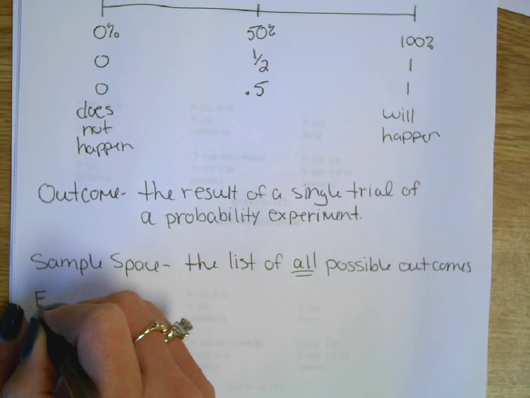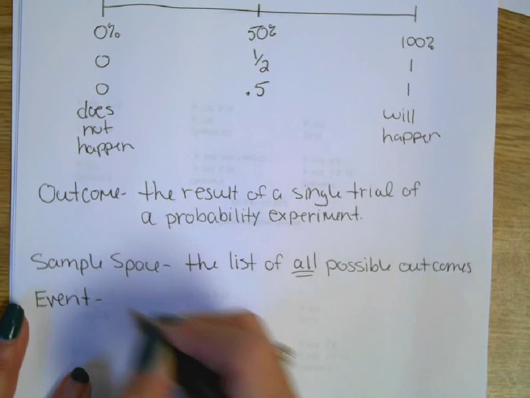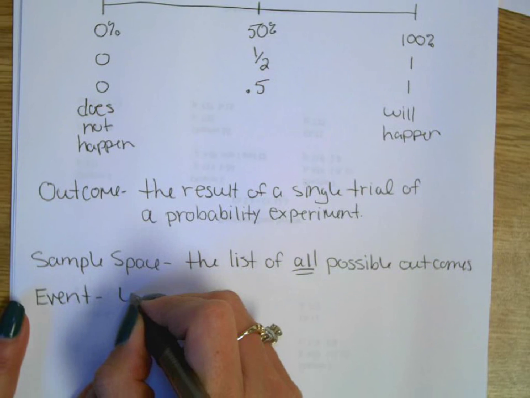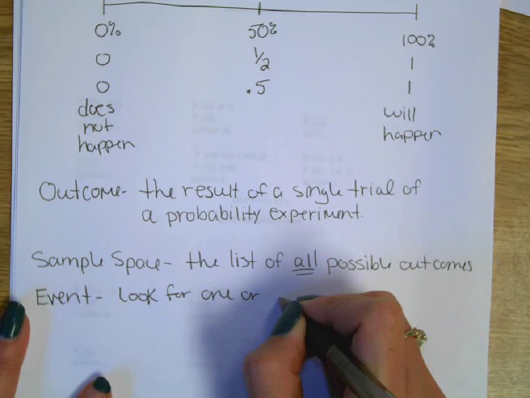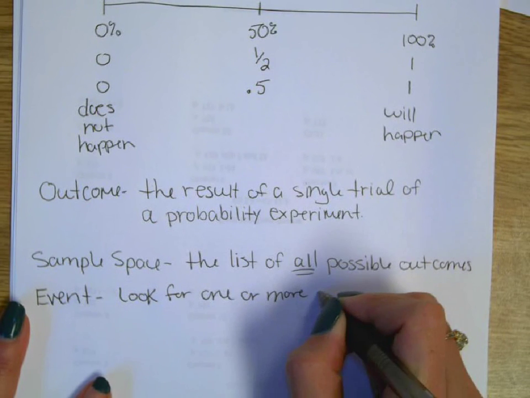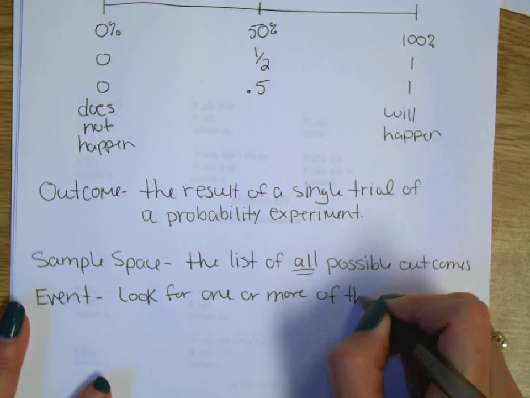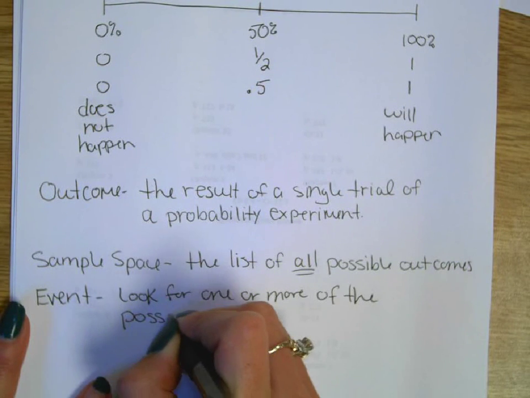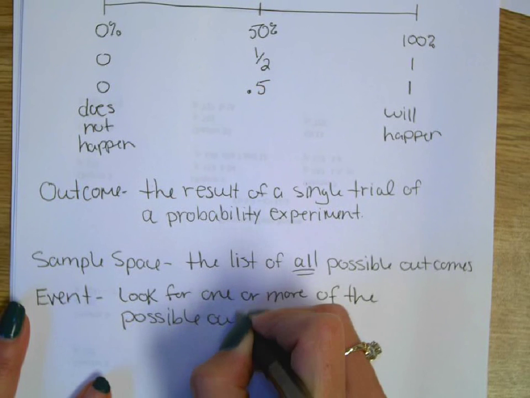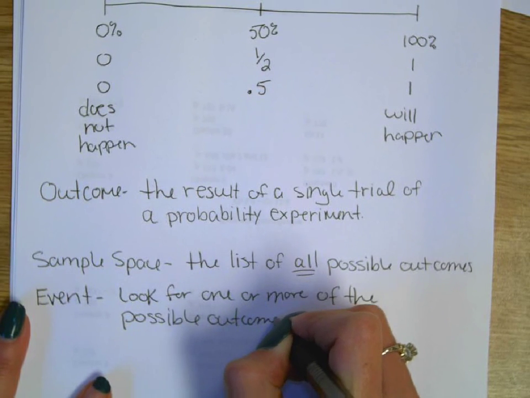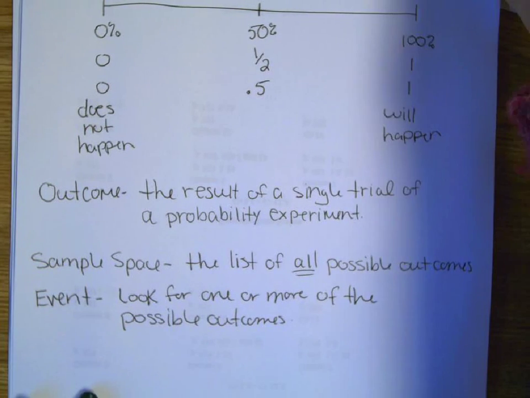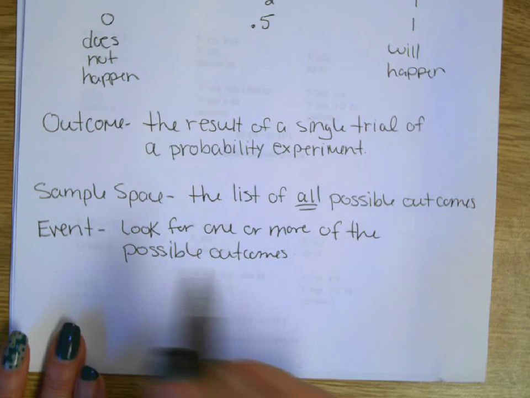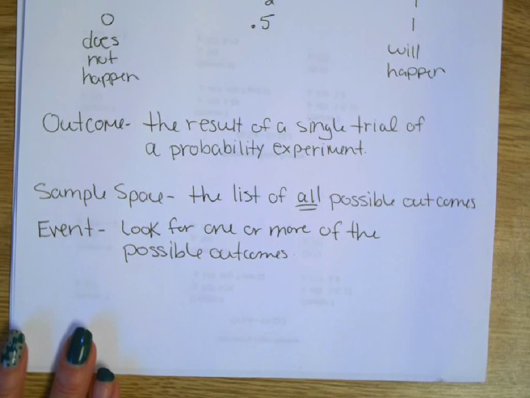And then events. An event is to look for one or more outcomes. When we get into probability, we'll be looking at the probability of an event happening. So it's looking for one or more of the possible outcomes as your event. So very simple. I'm going to give you an experiment, and you're going to list the sample space.